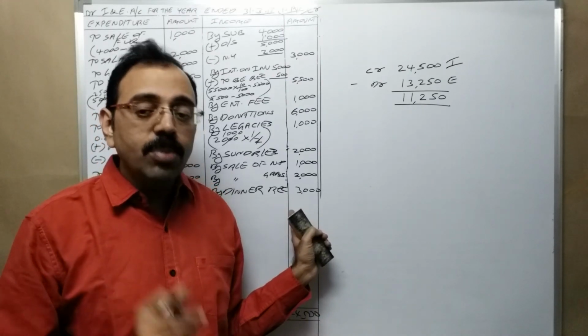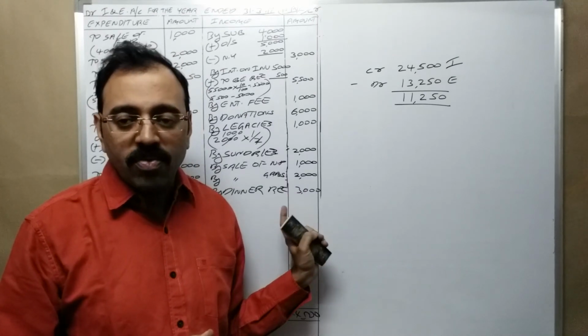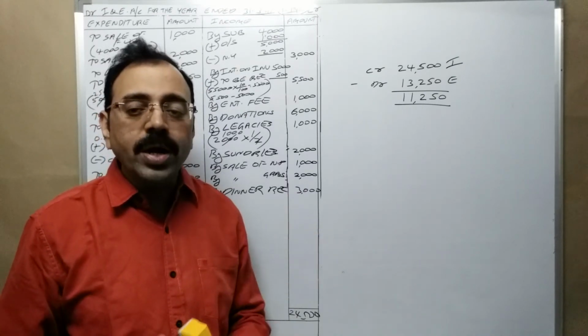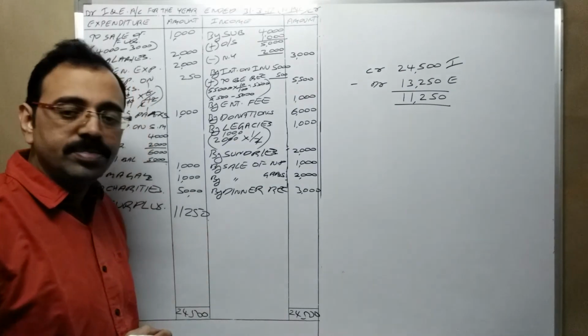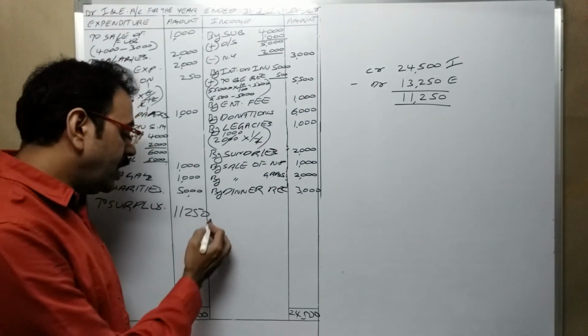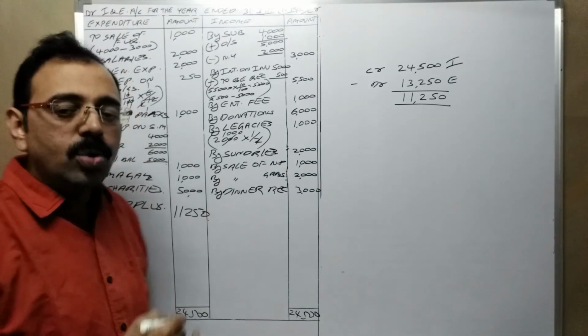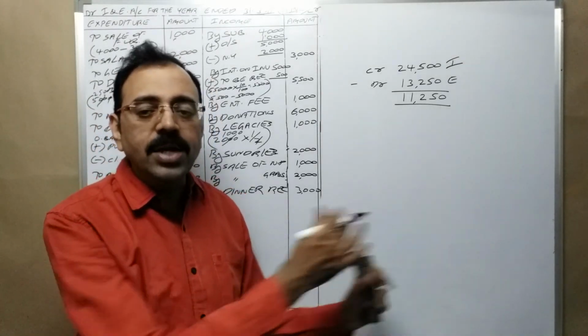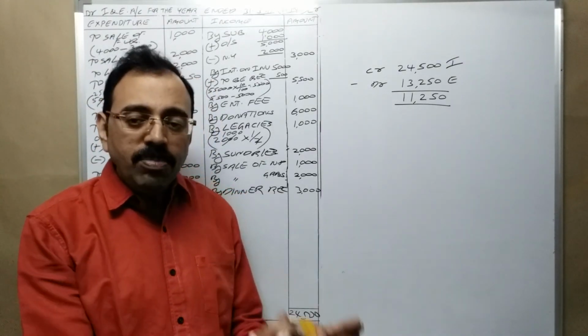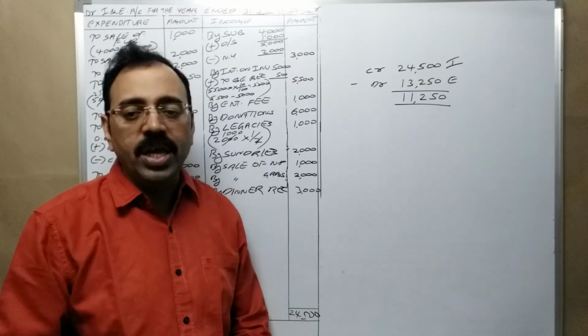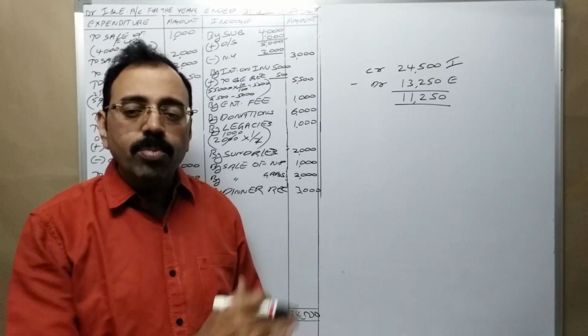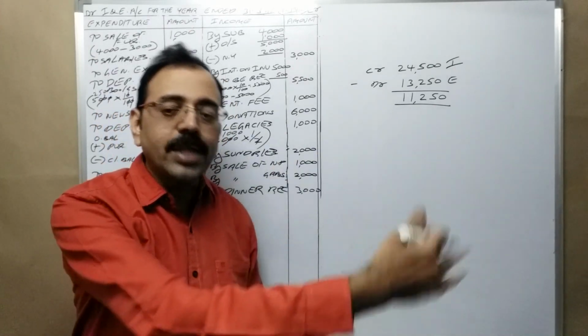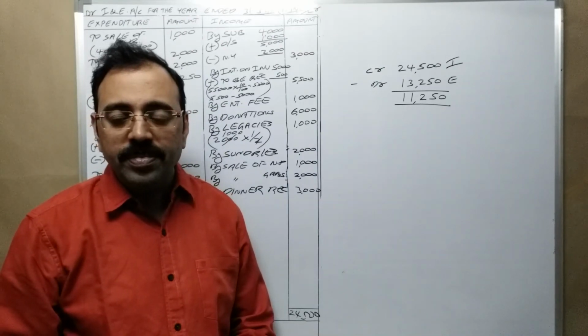This is a charitable organization. Therefore, members do not take this surplus amount. What do they do? They add this amount to the capital fund in the balance sheet, and they keep this surplus amount in the firm only. Why? To meet next year's expenses. Clear?